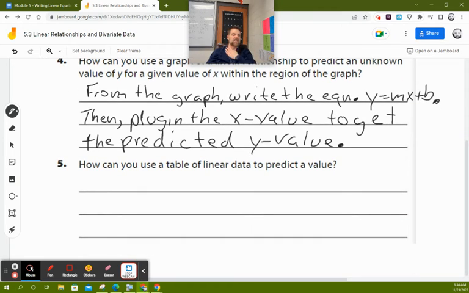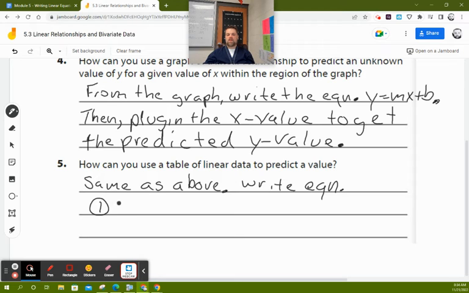Okay? One last thing, and then we're going to almost be done with this problem. It says, how can you use a table of linear data to predict a value? It's basically the same process. So I'm just going to say same as above. And just say write the equation. Now, I'm saying write the equation, but when Mr. Adams says write the equation, what am I saying?